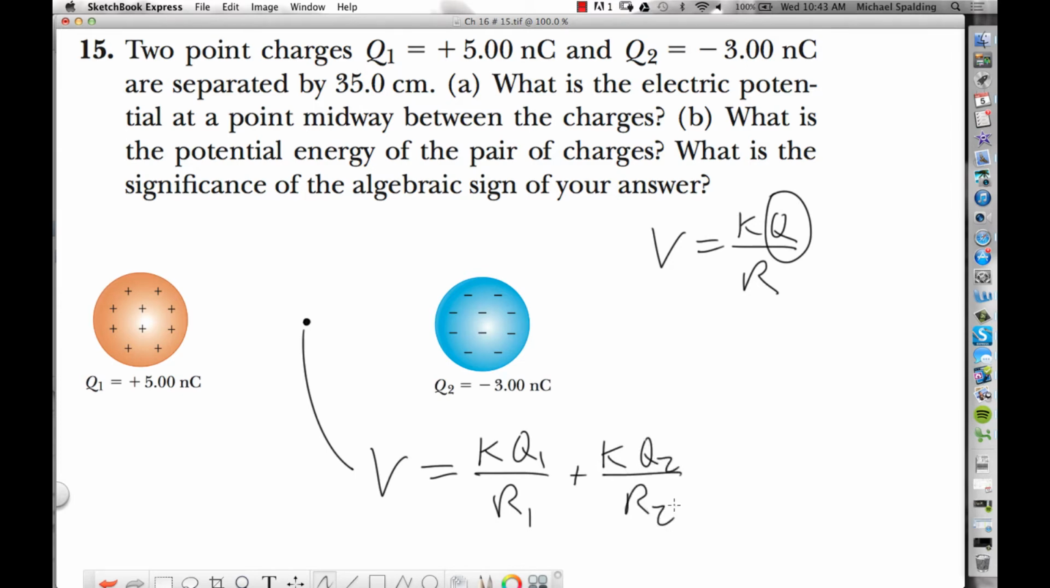You know what I'd do here? I'd factor out the K's, right? Just make it a little bit easier. You could pull the K out like that. Make sure you plug in Q2 as negative. All right, I'm going to run out of room here. Let me scoot this over.